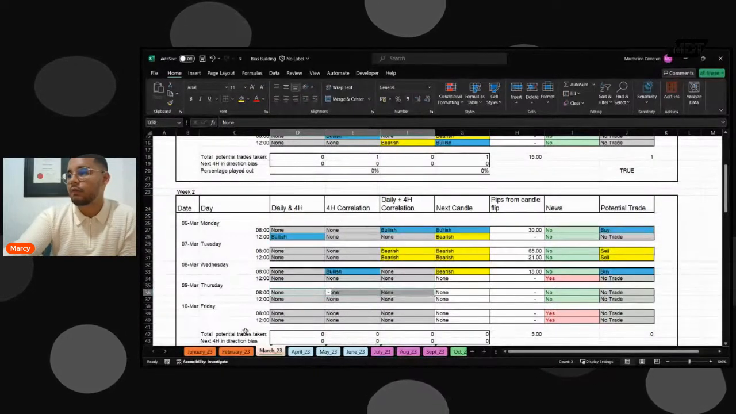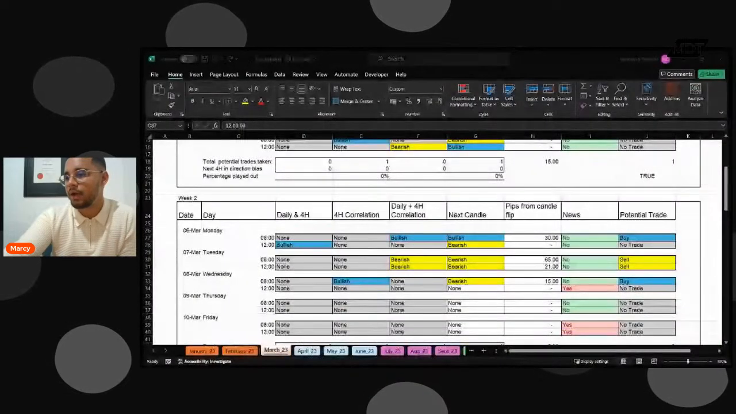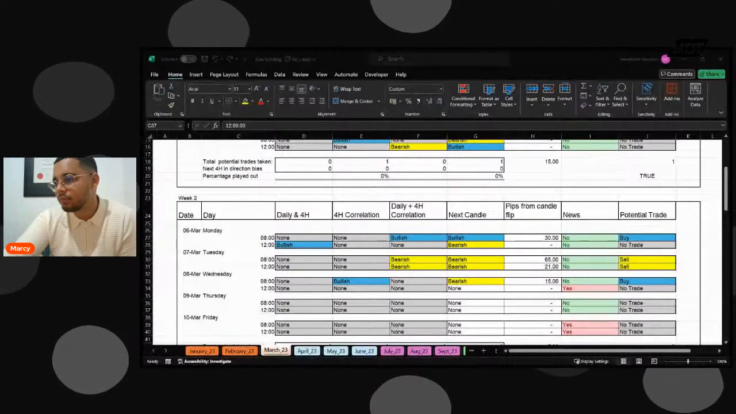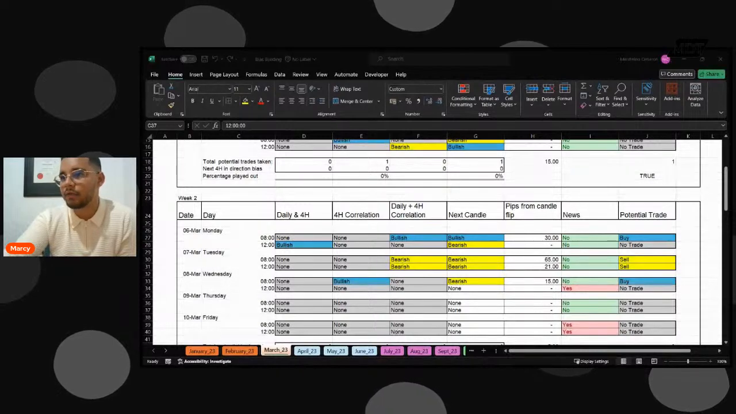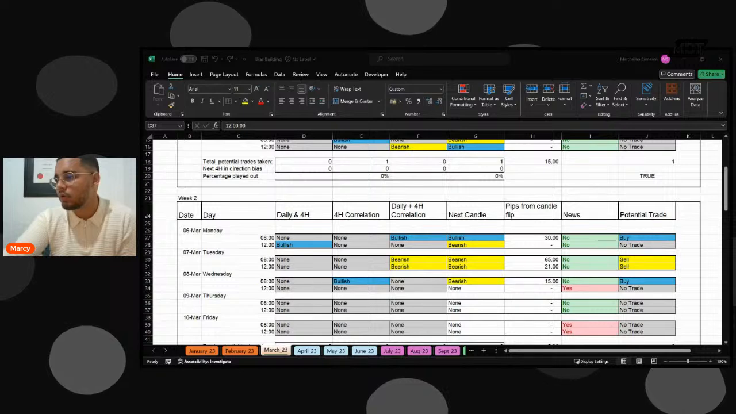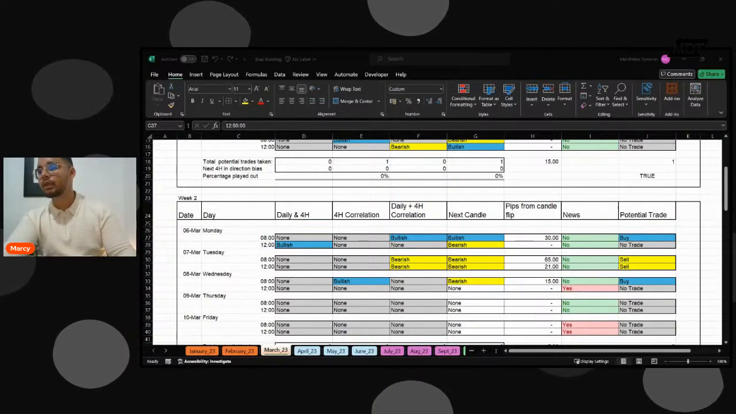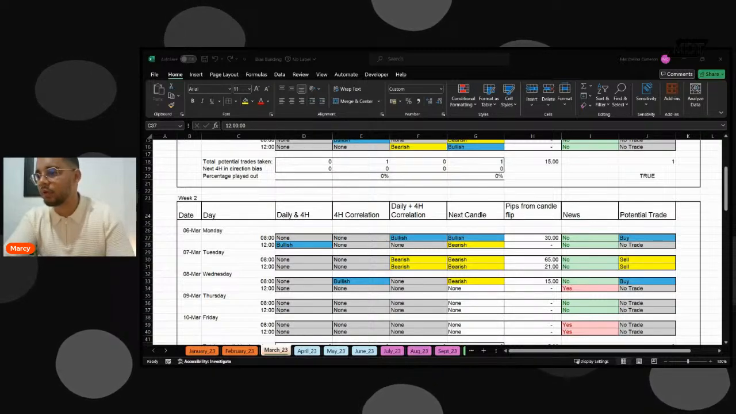Let's take a look at 12 o'clock. So let's go back to the daily and remind myself what the previous daily candle was. Previous daily candle was bullish on the Wednesday, so we're looking for buys. We're looking at the 8 o'clock candle close. Boom. Okay, that's bearish too. Let's see if we have 4H correlation. I don't think we'll have 4H correlation, to be honest with you guys.